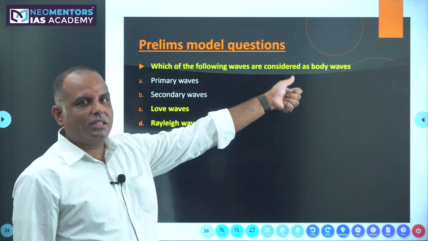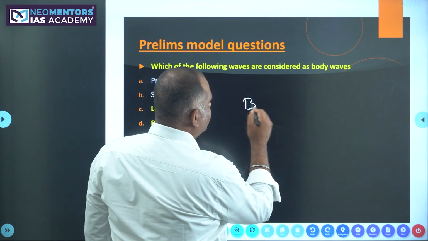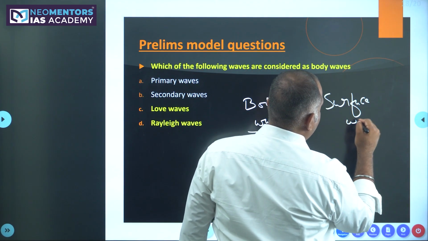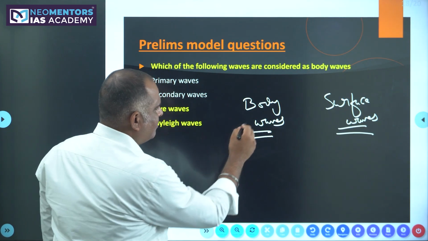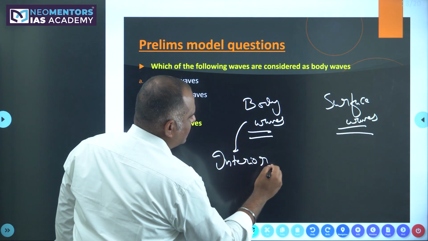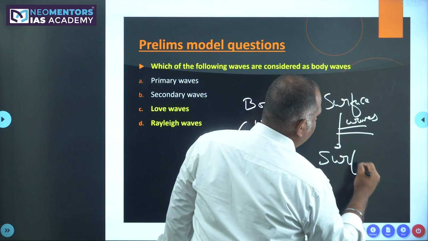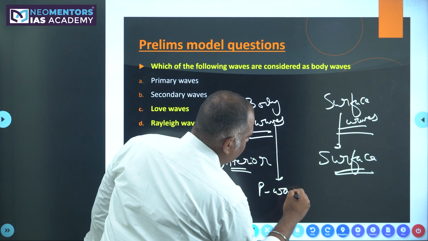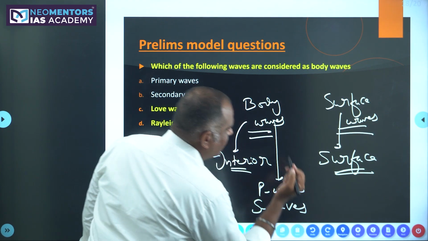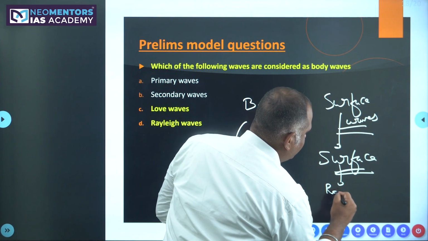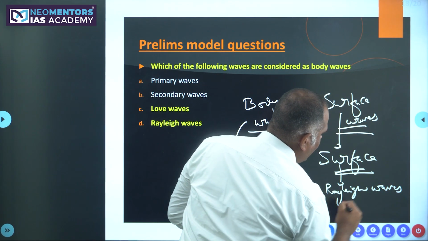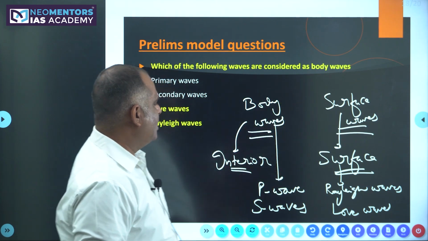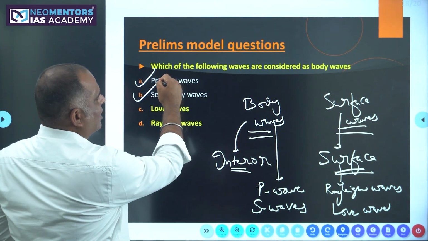Which of the following waves are considered as body waves? We discussed two things: body waves and surface waves. Body waves travel through the interior of the earth. Surface waves travel on the surface of the earth. Under body waves we have two, P waves, which are primary, and S waves, which are secondary. Under surface waves we have Rayleigh waves and Love waves. Now, the question is, which of the following are considered as body waves? It should be both P waves and S waves, primary and secondary.